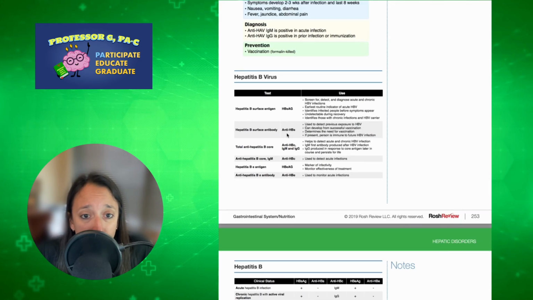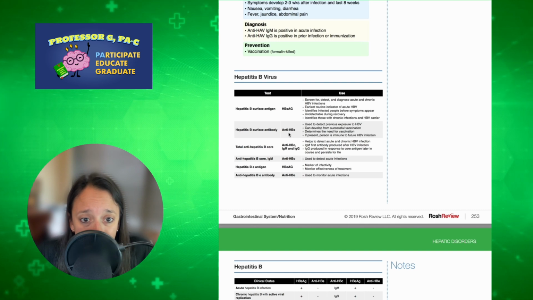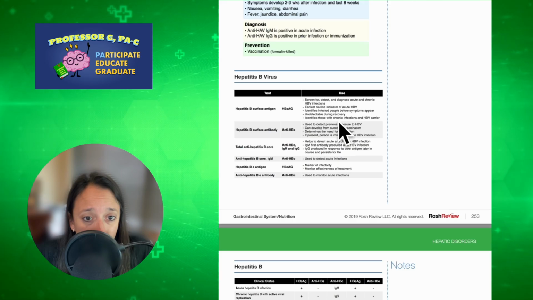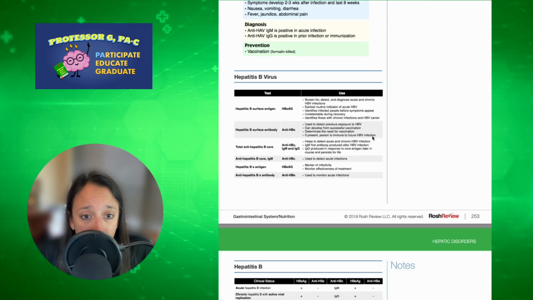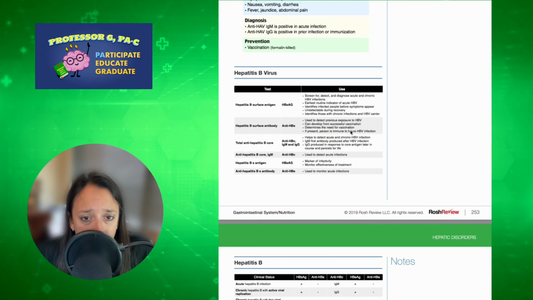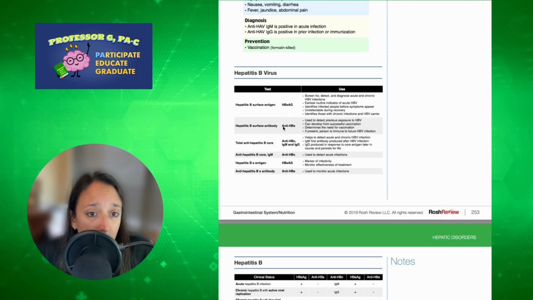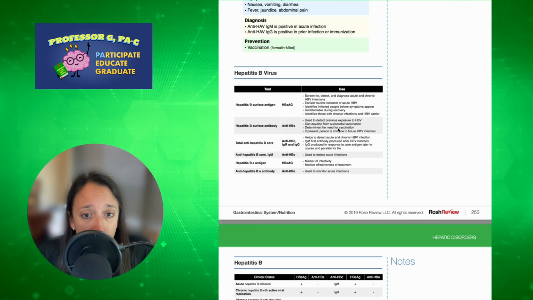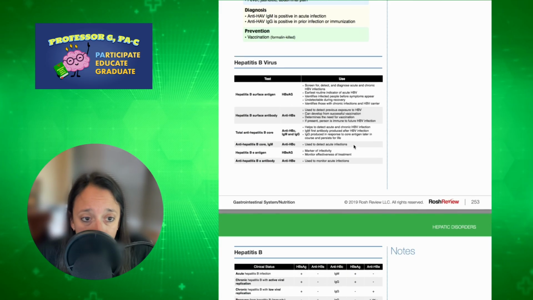Then the surface antibody is what we get when we have eradicated the disease. So it's going to tell us whether someone had it previously and if the patient is immune to further hepatitis B. Okay. It also determines the need for vaccination. It can develop from successful vaccination. So if we see only the anti-HBs, then we know that the patient was successfully vaccinated.